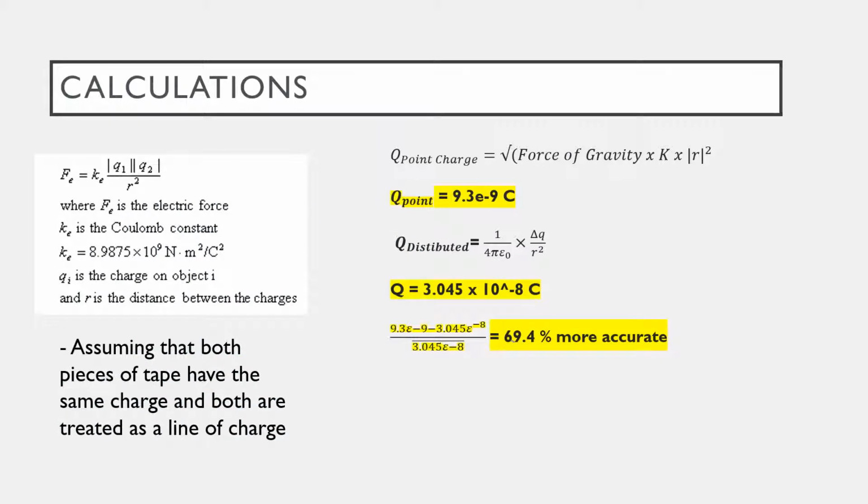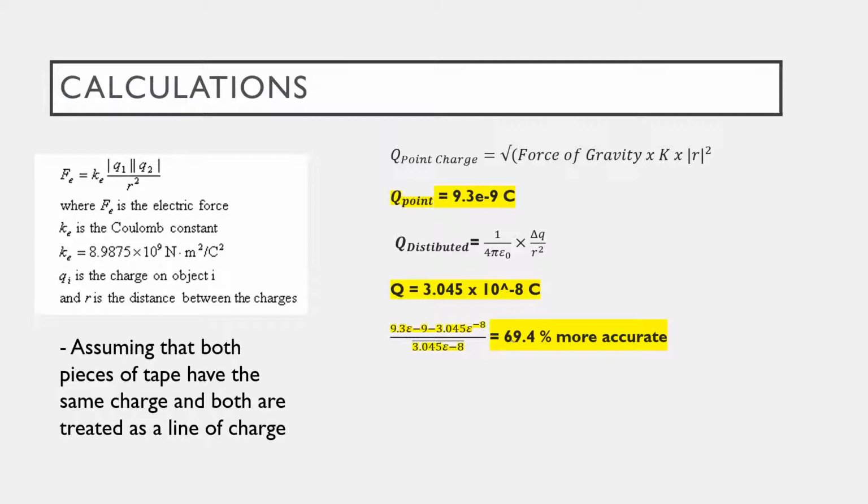On this slide, you can see that we use Coulomb's law to figure out an equation to find charge. We assume that both pieces of tape have the same charge and both are treated as a line of charge. On the top, you can see that I calculated the charge for a point charge, but below you can see that I calculated for a distributed evenly across line.